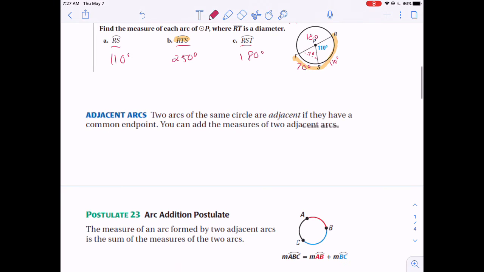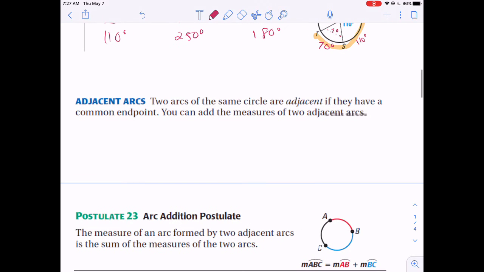We talked about adjacent angles a long time ago, way before COVID. Adjacent angles are two angles that share a vertex and a side. So these two angles I've just drawn for you are adjacent. Again, they share this vertex and they share this side. They're right beside each other. And you can do the same with arcs. You can have two arcs side by side, and those are adjacent.